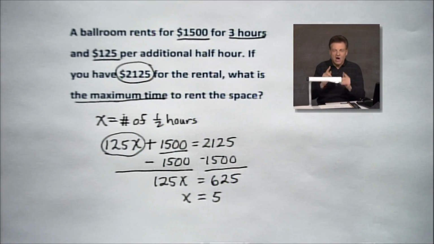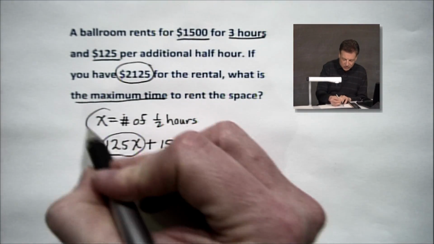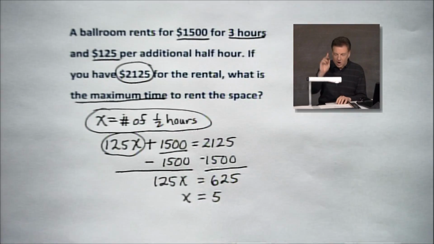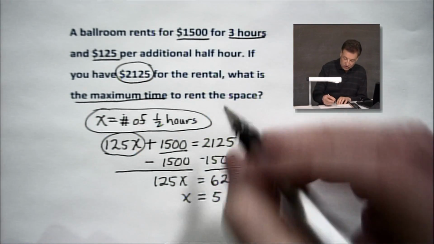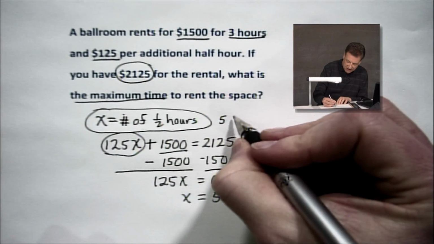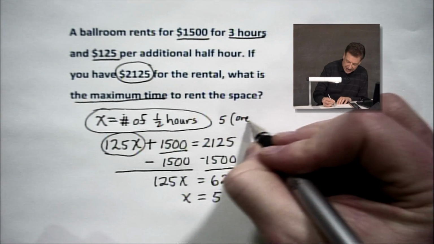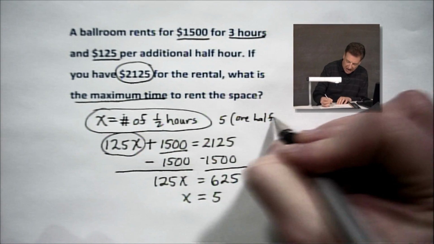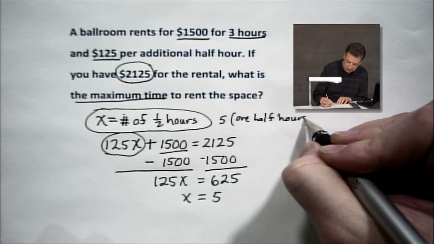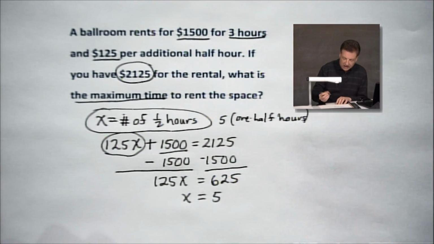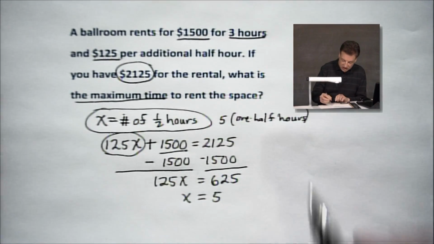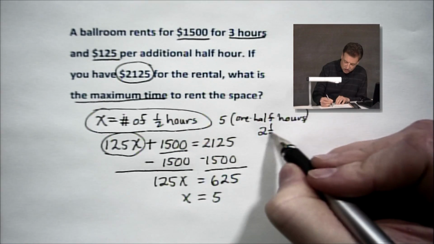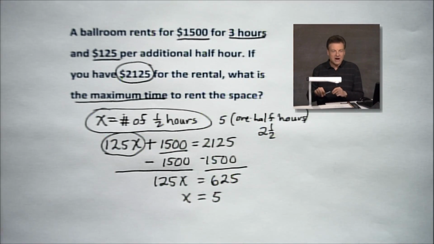X equals 5. Now, remember, folks, what did we say that X was going to equal? Not the number of hours, but what? Half hours. So this means we have 5 half hours. Those of you are going like, oh, we know what that does. Yeah, that's going to give us 2.5 hours, however you want to look at it, all right?